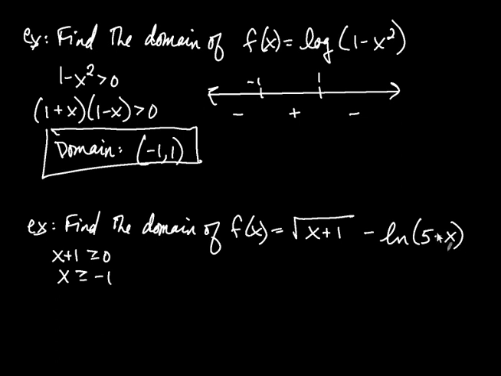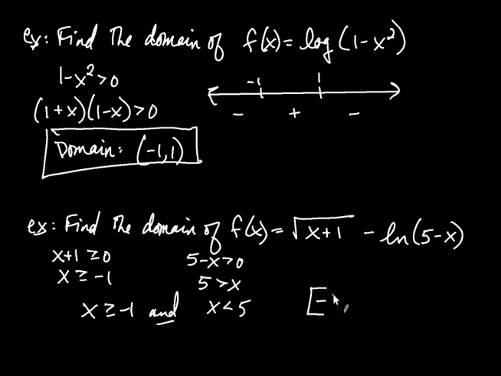And the second condition implies that 5 minus x is strictly positive because it's the domain of a log function, in this case the natural log. So here we need 5 minus x to be strictly greater than 0, and that implies that 5 is greater than x, which means that x is less than 5. Okay, so we need both of those conditions. We need both x to be greater than or equal to -1 and x to be less than 5. And if you put those together, what you get is the domain is going to be -1 to 5.